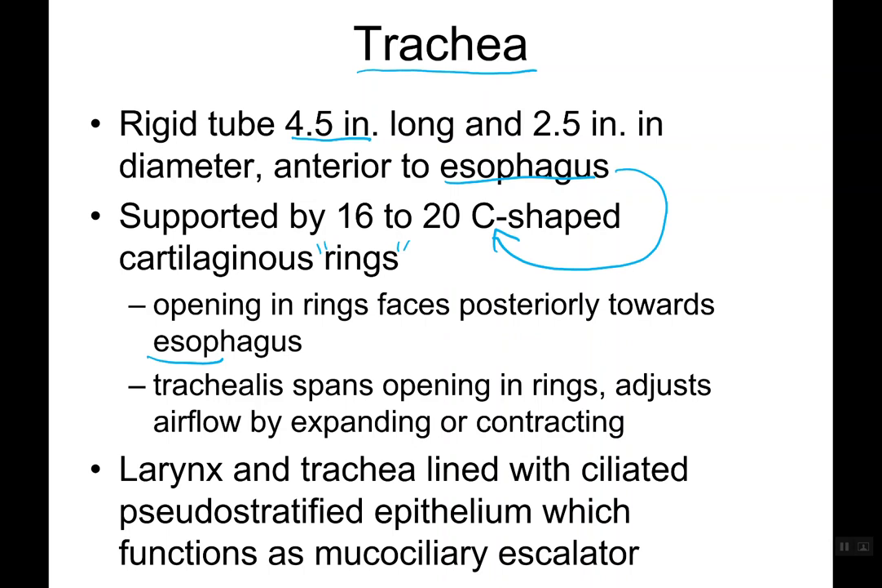So you have a trachealis muscle in the back that allows your trachea to flex when food goes by and allows airflow adjustment by expanding or contracting. The larynx and trachea are lined with ciliated pseudostratified epithelium, which functions as a mucociliary escalator, which again is one of my favorite anatomy terms. Mucociliary means mucus plus cilia, and escalator, of course, means to move up. So that's how that works.